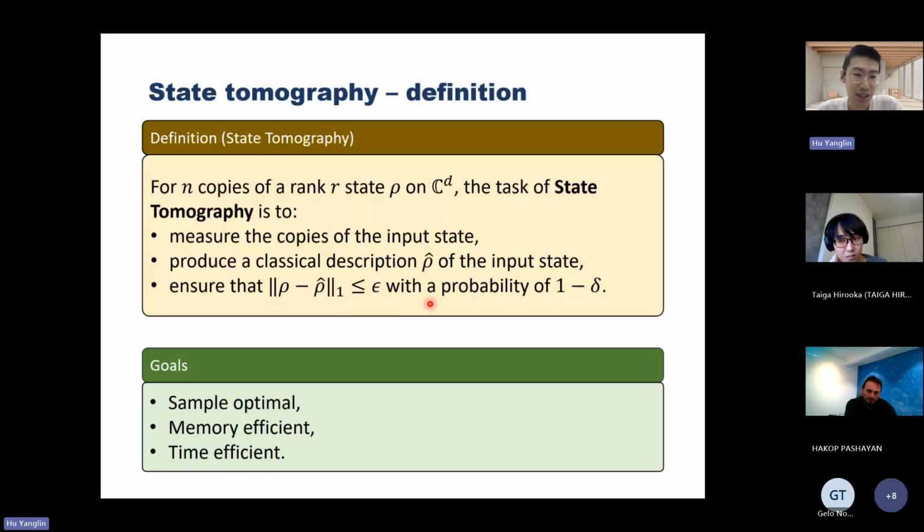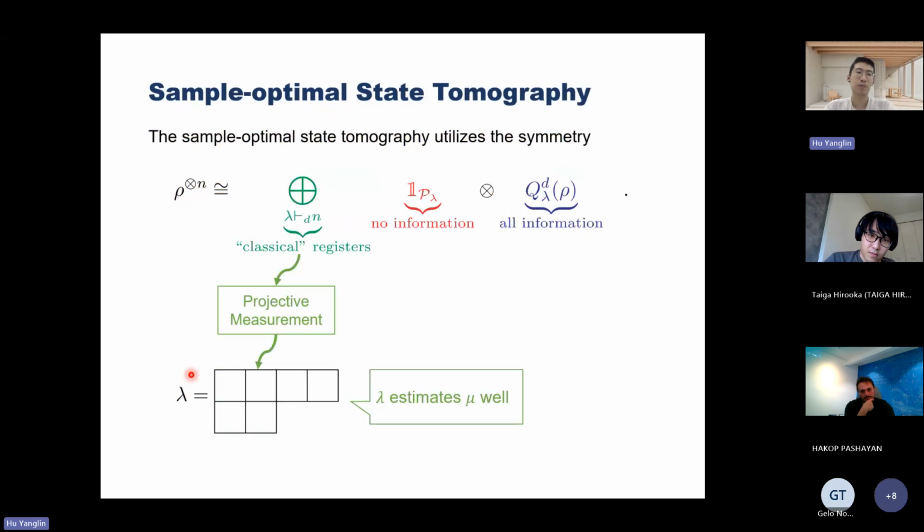Okay, so in our work, the goal is to first maintain the sample optimality, and then to make it memory efficient, and then the time complexity. So basically, we are trying to optimize the sample complexity and memory complexity.